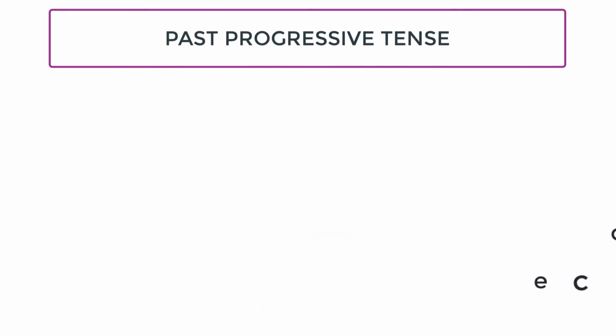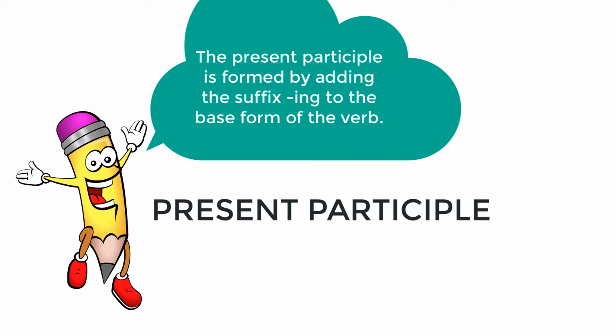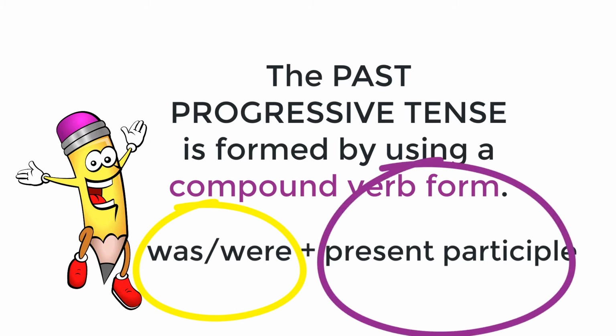To form the progressive tense, we use a verb form called a participle. For the progressive tense, we will use the present participle. And to make the past progressive tense, we will use a compound verb form by using the past tense of the verb to be, was or were, plus the present participle.